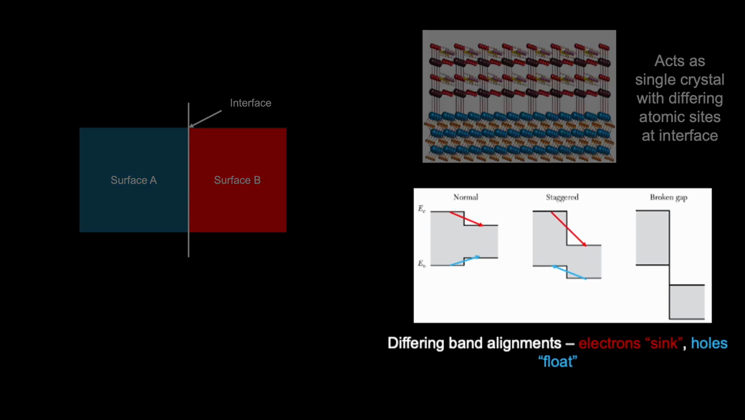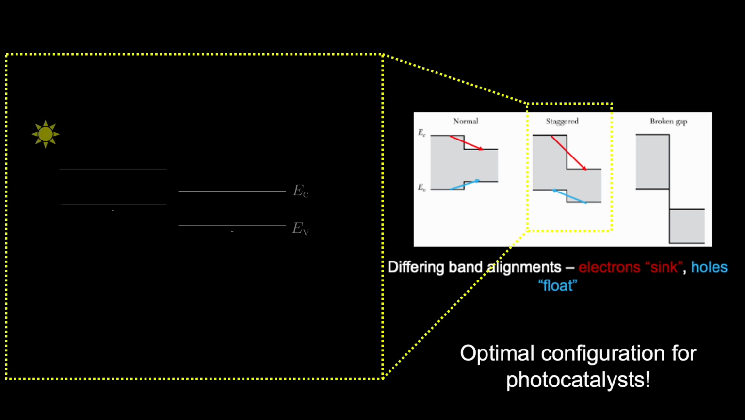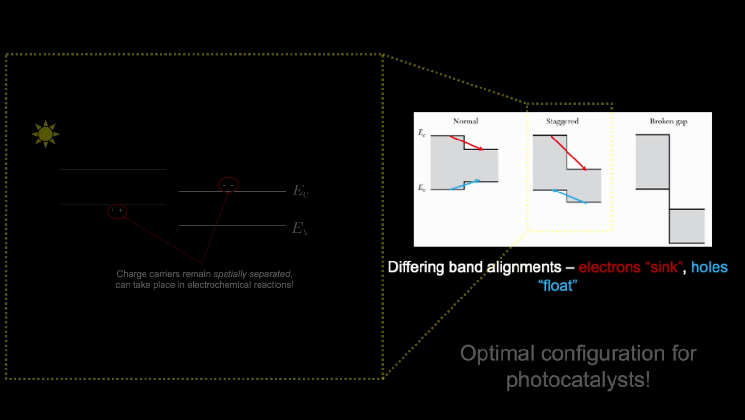For example, the staggered band alignment is preferred in photocatalysis, as electrons and holes will accumulate on different materials. This reduces the likelihood that an electron will meet a hole and they'll annihilate each other, which decreases photocatalytic efficiency, a process known as recombination.